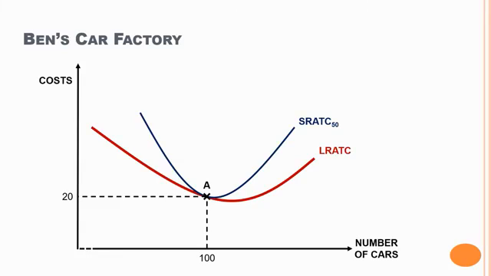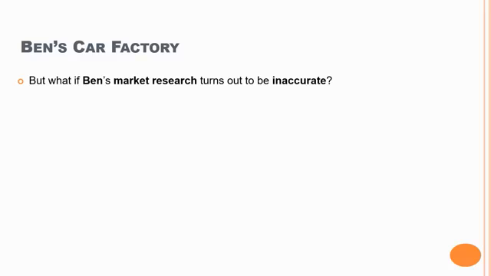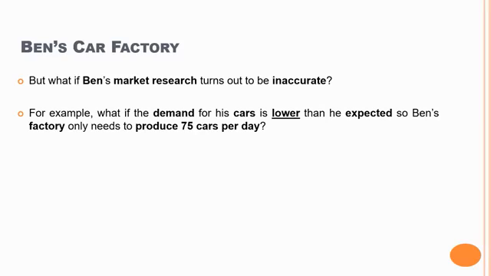Okay, but what if he has made a mistake? Remember, he carried out his market research, concluding that he was going to produce 100 cars per day. So he purchased 50 machines and hired 100 employees accordingly. But what if he made a mistake? And this is where we really understand the difference between the short run and the long run. So let's start to see the case where Ben was too optimistic. So the demand for his cars is lower than expected. So instead of producing 100 cars per day, he only needs to produce 75 cars per day.